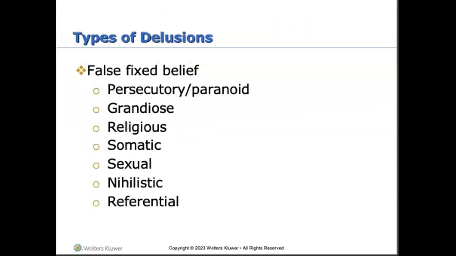More about delusions. Delusions are false fixed beliefs. We can have persecutory or paranoid. These are when clients believe that others are out to get them. They're talking about spies. They might not be able to define who these people are that are coming for them.